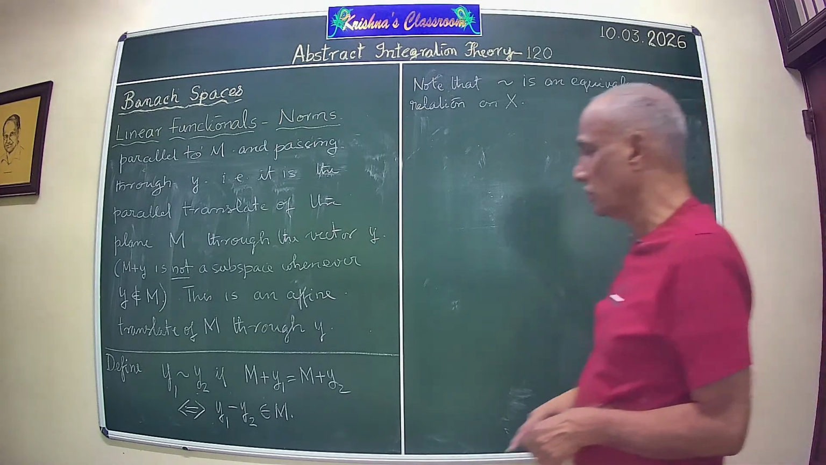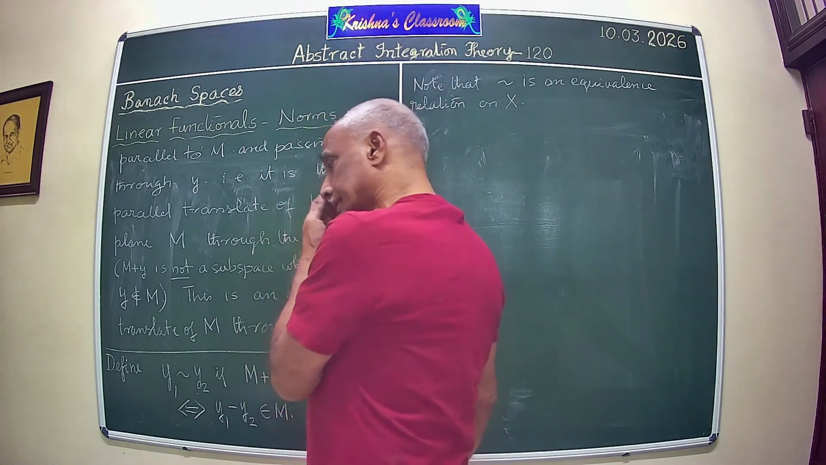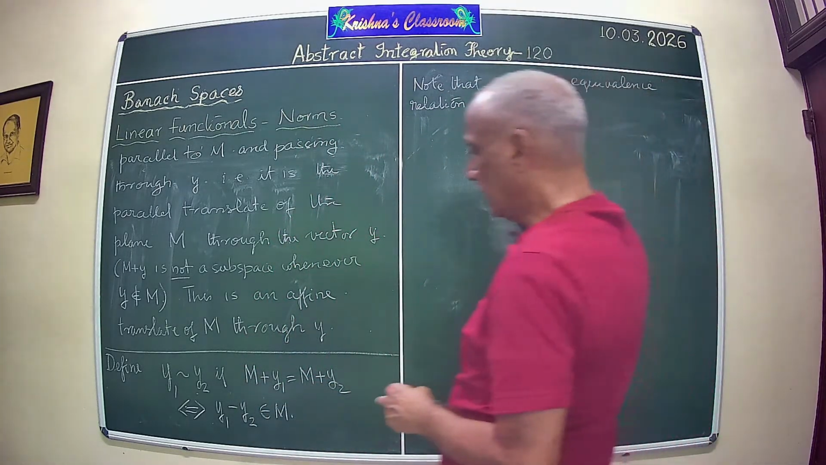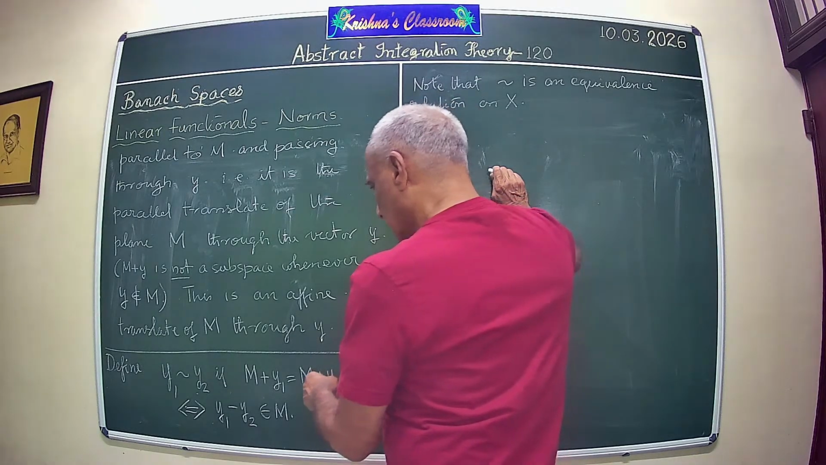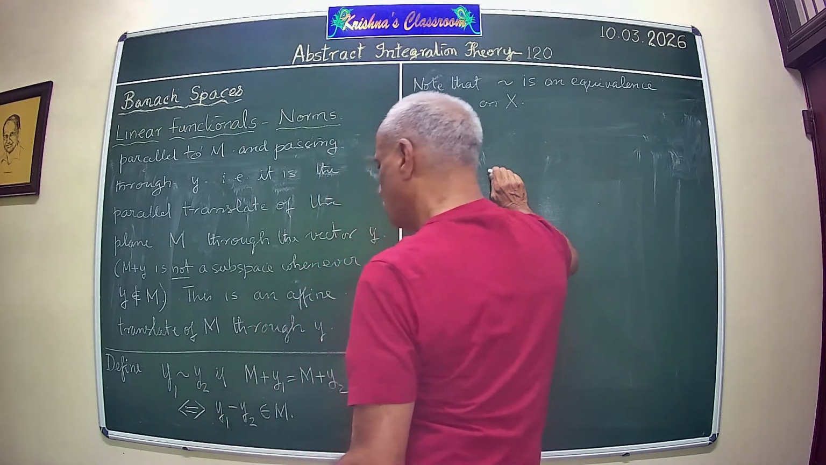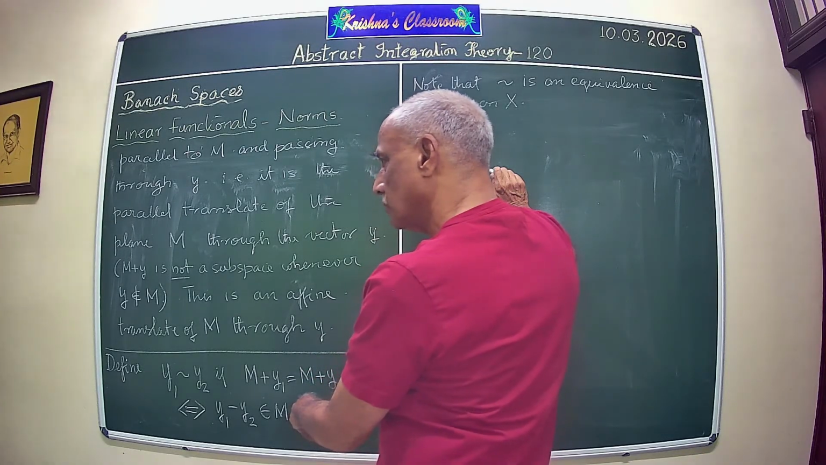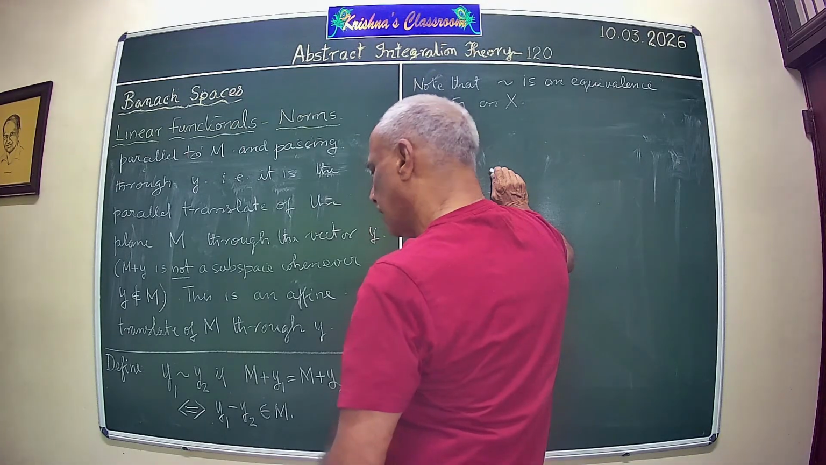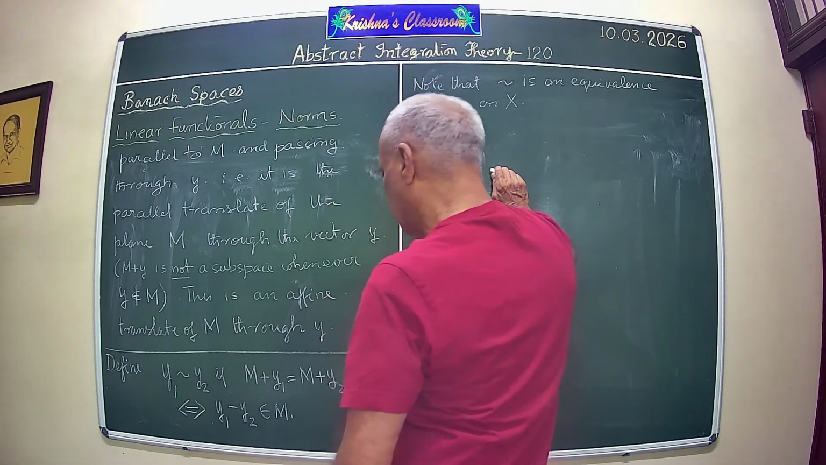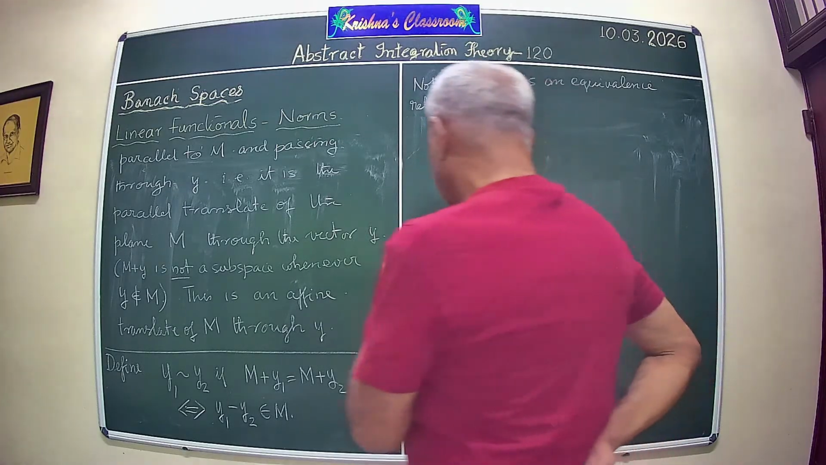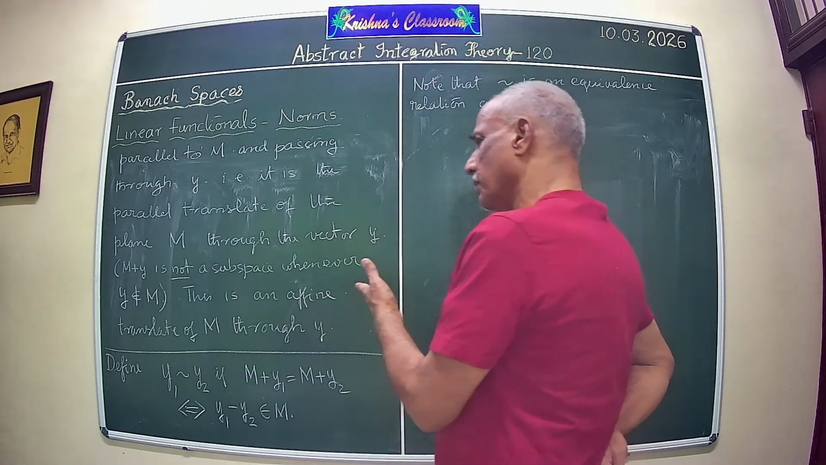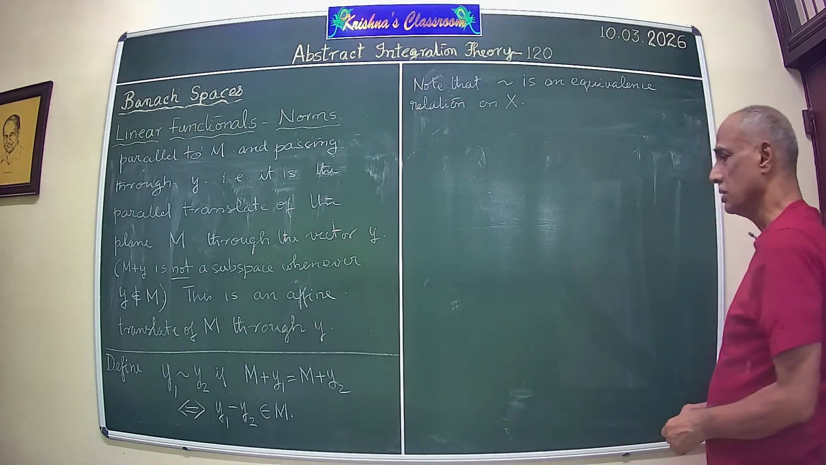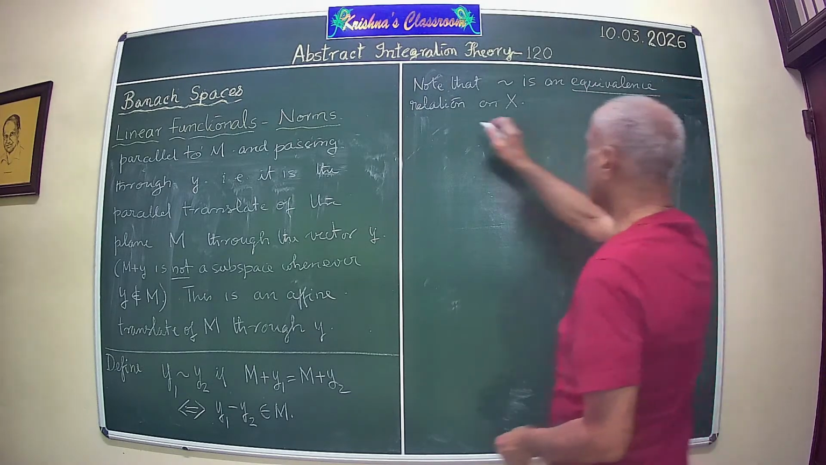If y1 equals y2, then y1 minus y2 is 0, which is in M. If y1 is related to y2, then y1 minus y2 belongs to M, which implies y2 minus y1 belongs to M because M is a subspace, and therefore y2 is related to y1. So it is symmetric. Similarly, you can show that if y1 is related to y2 and y2 is related to y3, then y1 is related to y3. Okay, so it's an equivalence relation, and therefore what does it do?